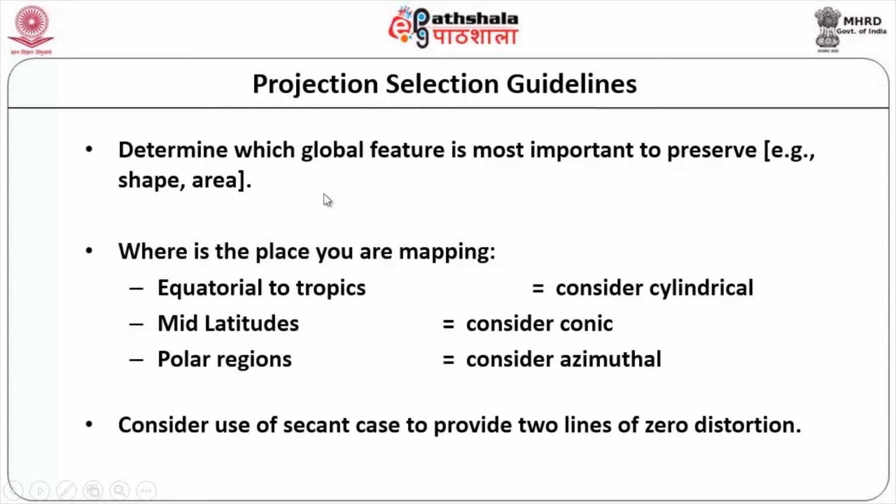So, determine which global feature is most important to preserve. That will decide your type of projection. Where is the place you are mapping? Again, which part of the globe you are going to cover? If it is going to be the equatorial to tropic region, consider cylindrical. If it is going to be mid latitudes, consider conical. If it is polar regions, consider azimuthal. See how effectively it is decided.